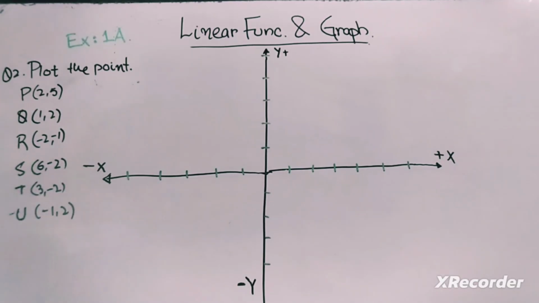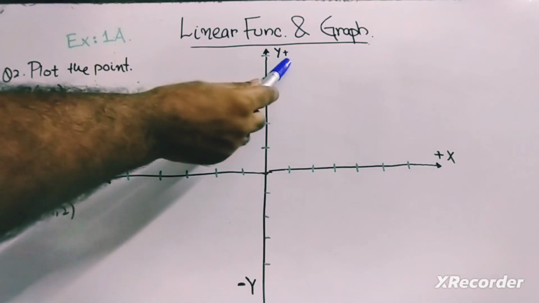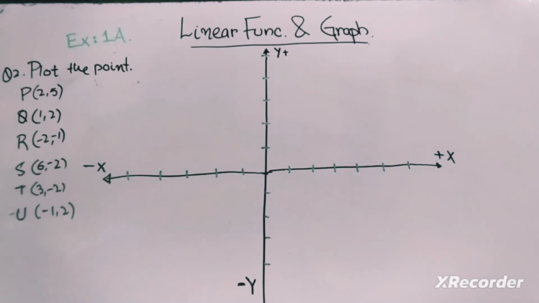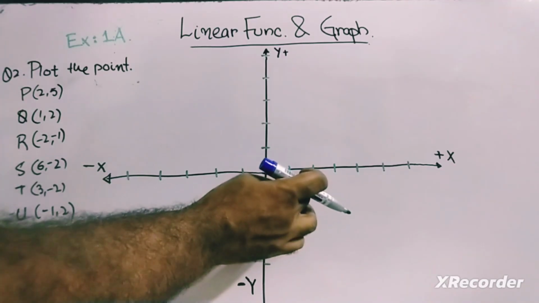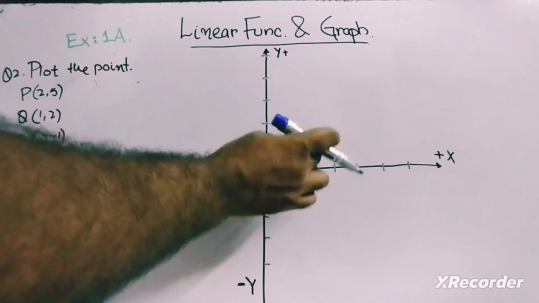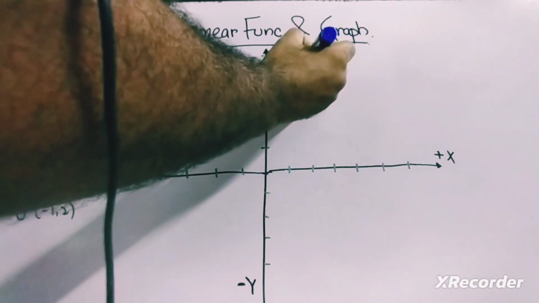Now moving towards question number 2, plot the following points on the Cartesian graph. So this is our Cartesian graph. In this graph we have marked positive y, negative x and positive x. So let's start plotting the given points. First is P (2, 5). It means the first number shows the x-coordinate, the second number shows the y-coordinate. So P will be drawn at positive 2 on the x-axis and 5 on the y-axis. So 1, 2, 3, 4, 5.